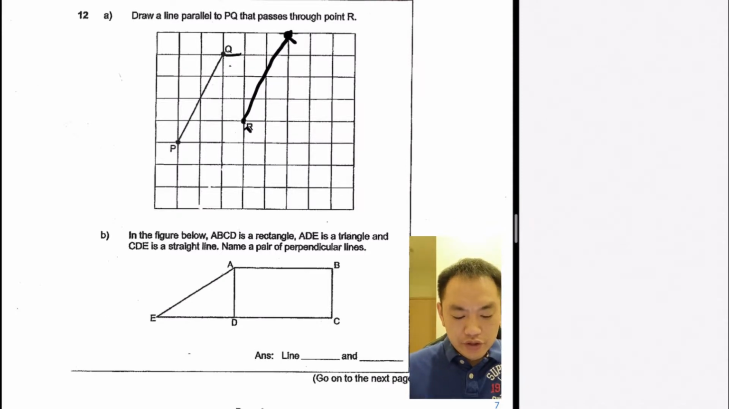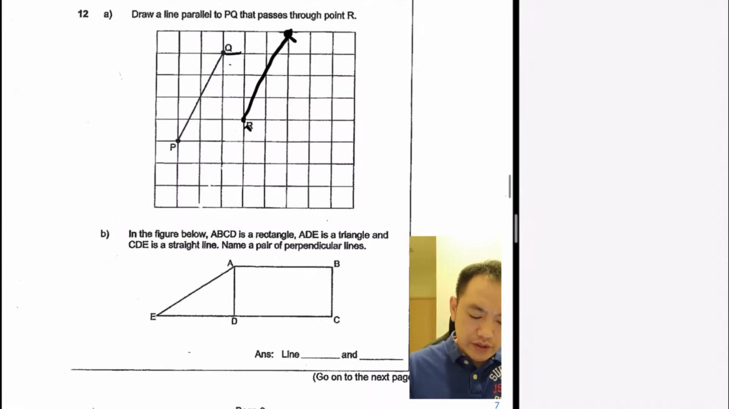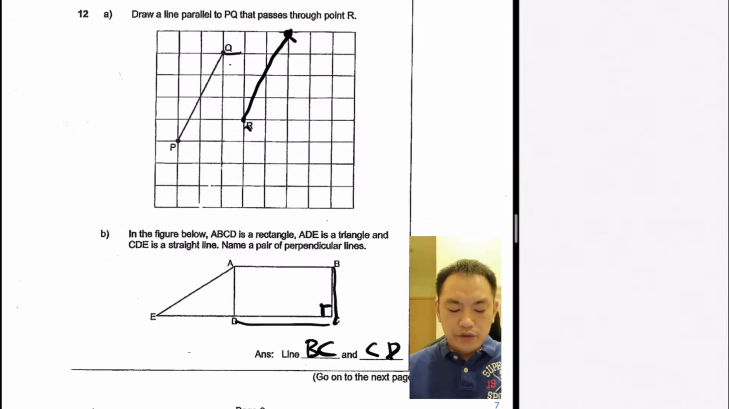Okay, let's have a look at question B. In the figure below, ABCD is a rectangle, ADE is a triangle, and CDE is a straight line. Find a pair of perpendicular lines. There are a few ways of doing this, but the easiest way I would say is, because ABCD is a rectangle, the corners will be 90 degrees, which will be perpendicular lines. So BC and CD will be the perpendicular lines. Okay, let's move on to the next question.